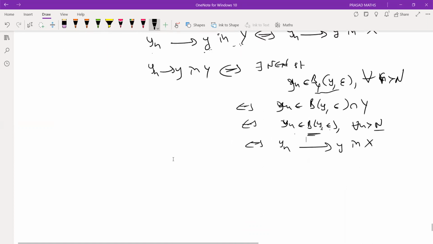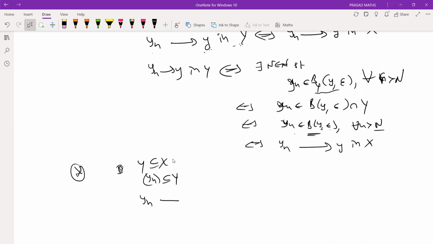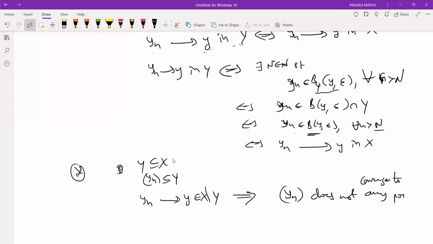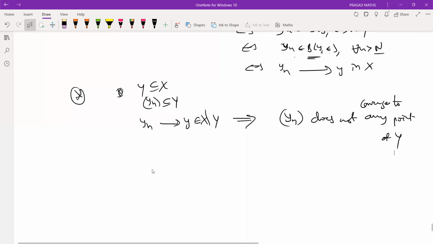Using this relation, one can easily compute that if Y is a subset of X and y_n is a sequence in Y, suppose y_n converges to a y which is in X but not in Y, that will imply that y_n does not converge to any point of Y. Is it clear? y_n converges in X, but this point is not in Y. So y_n does not converge to a point of Y, not at all.